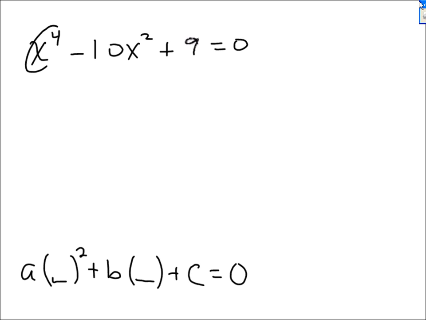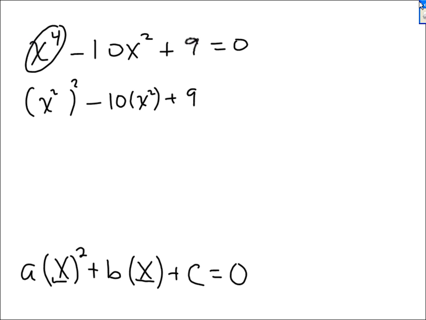For example, x squared, squared is x to the 4th, minus 10 times x squared plus 9. The variable, like in this equation here, is a quadratic equation in the variable x. In this equation, it's a quadratic equation in the variable x squared.